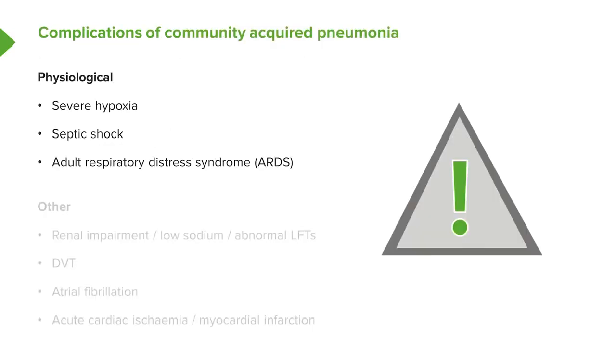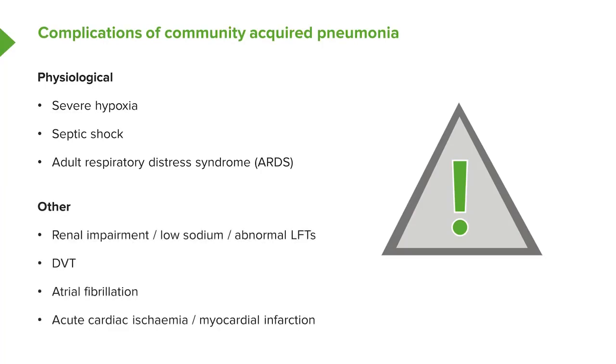The other issues that you can get with pneumonia are the complications. So we've mentioned severe hypoxia, we've mentioned septic shock, and I've also mentioned ARDS. And these are all physiological complications that occur with severe pneumonia. In addition, you have renal impairment. Again, I have discussed that already. But there are other complications.